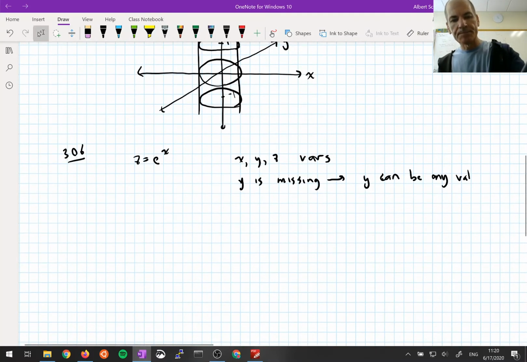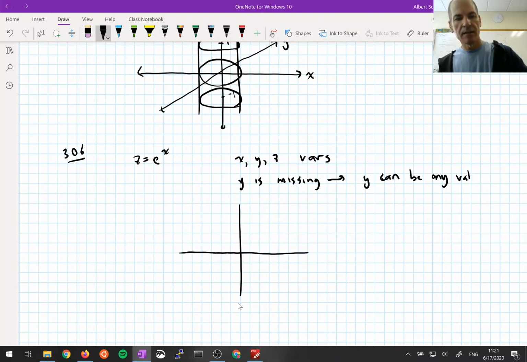So we're going to have to take that into account as we try to understand this surface. All right, let's look at just the xz plane at the moment, x and z. Why am I focused on that? Because those are the variables that we have in the equation. And let's sketch that thing first. You should know, just from prior experience, that the exponential function looks like that, and it always passes through the point 0, 1.